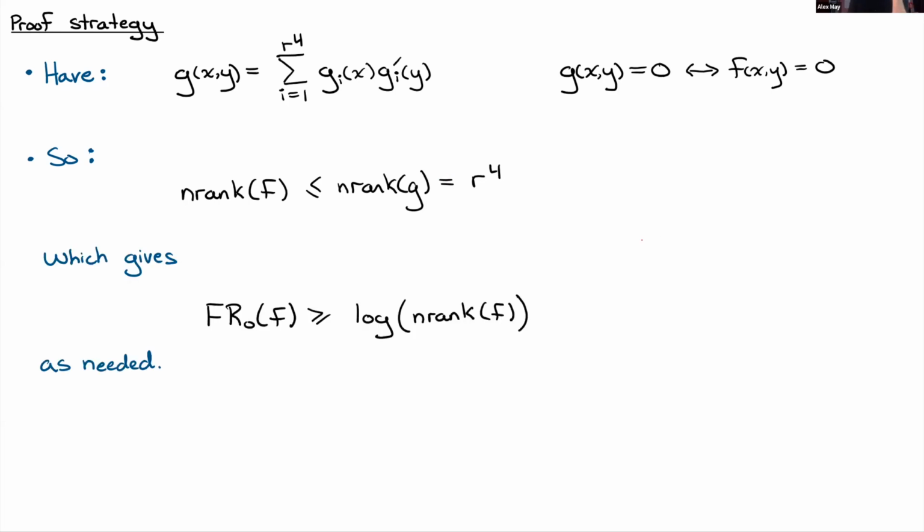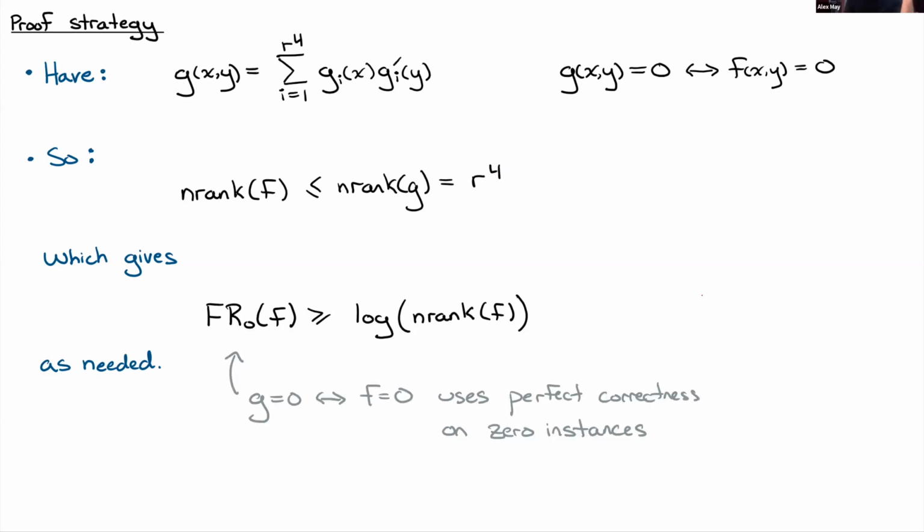We just take logarithms and we recall what our definition of FR0 here was. And we find that FR0 is lower bounded by the log of this non-deterministic rank of F. And the power of 4 up here means that I have the coefficient of 1/4 there.